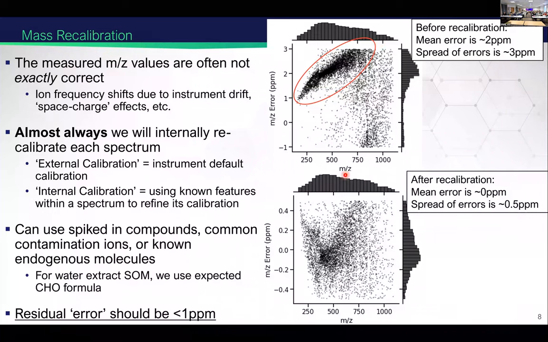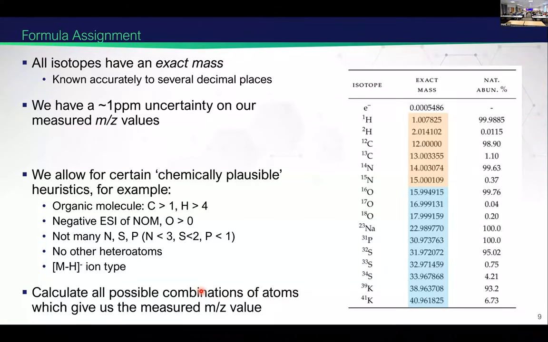But once we've done our recalibration, these data points are now centered at zero, and the spread of errors is significantly reduced. But no, the spread of errors is not zero. There is some uncertainty associated. You might think this is all very esoteric, but it's important because this uncertainty plays in downstream with our further analysis. That said, our residual errors should be less than 1 ppm. With our instruments and our methods, we actually aim for less than 0.1 ppm because we're pretty good at running our instruments. And so where does this come into play?